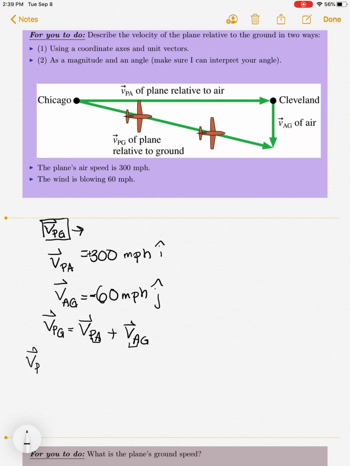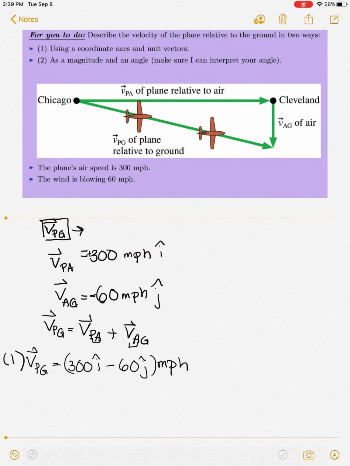So here I have VPG is going to be equal to 300 I hat minus 60 J hat miles per hour. So this is how I can figure out part one. So this is coordinate axis and unit vectors.